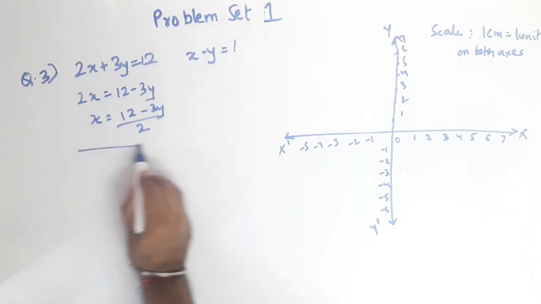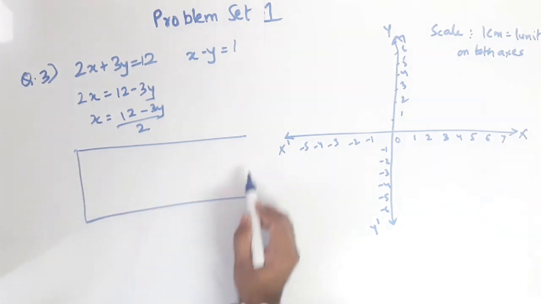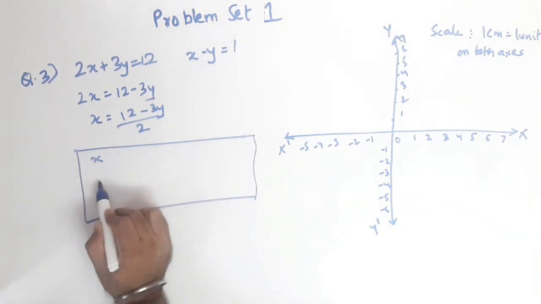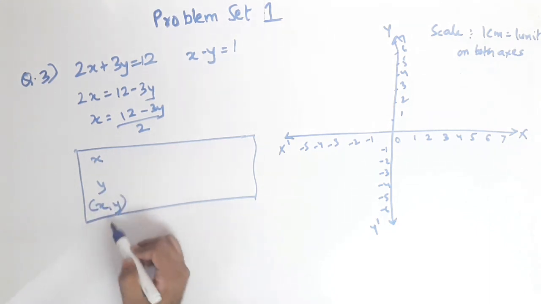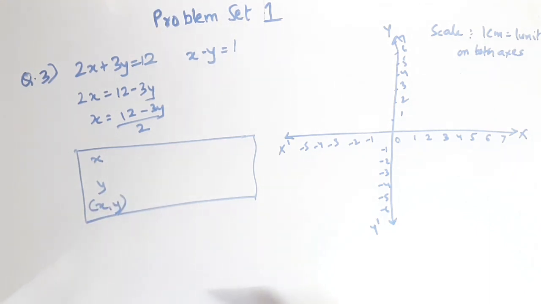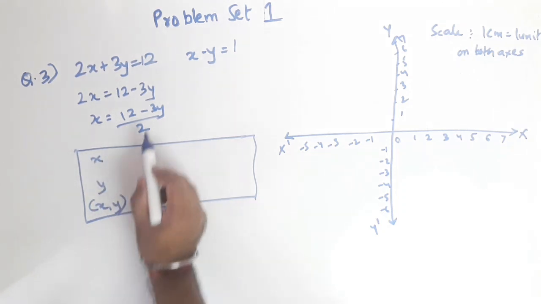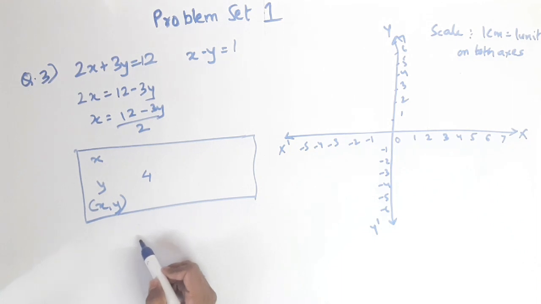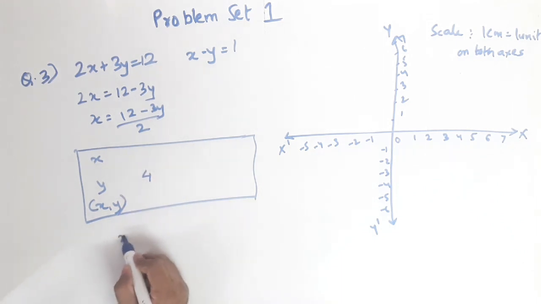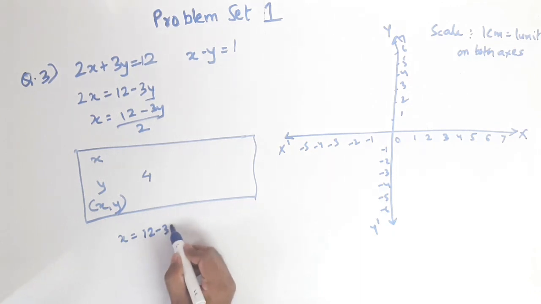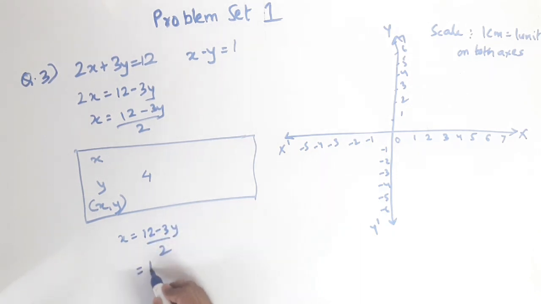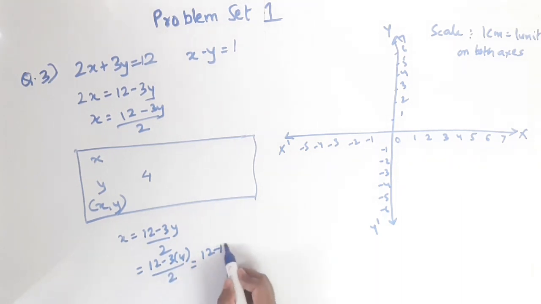Now we'll take x comma y. If you see, I'll take y equals 4. I'm taking y as 4 because x is equal to 12 minus 3y upon 2 will become 12 minus 3 into 4 upon 2. That is, you can see this is 12 minus 12 upon 2.